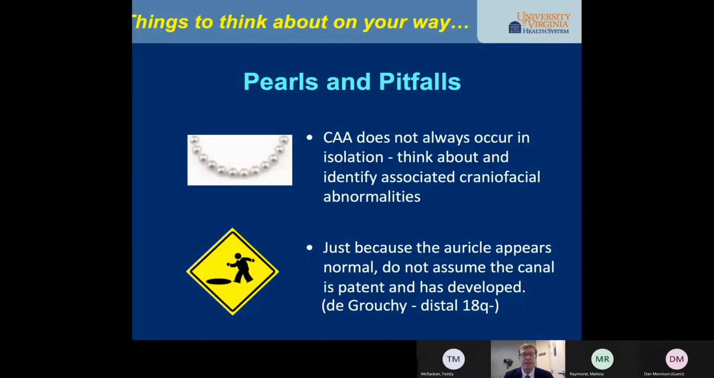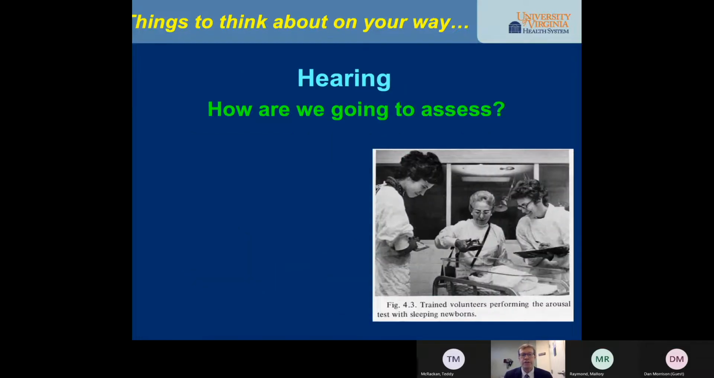There is a condition, de Grouchy syndrome, distal 18q deletion syndrome, where there's a normally developed auricle with an absent ear canal. So you got to do the exam and look in, and you got to look at that newborn hearing screening to see if that child passed or failed.